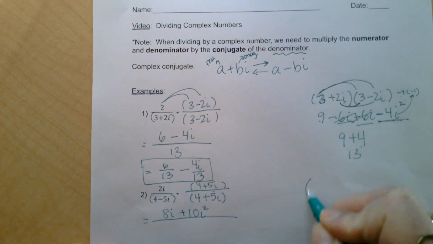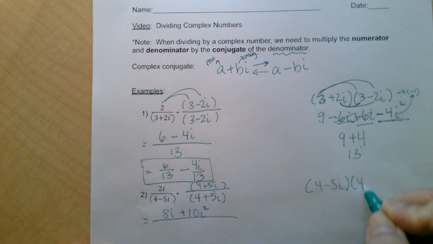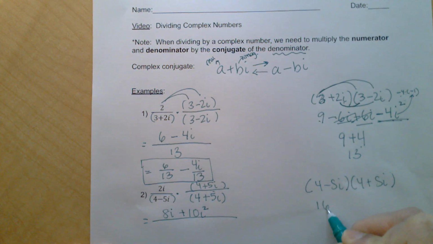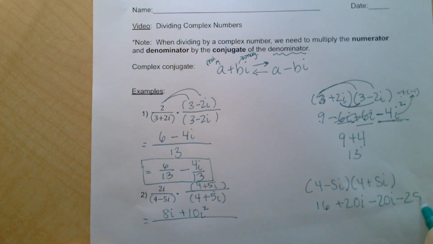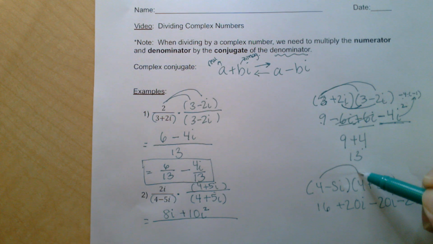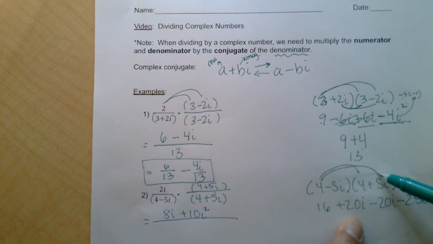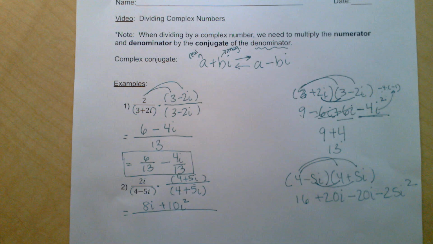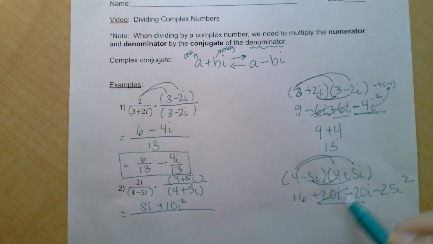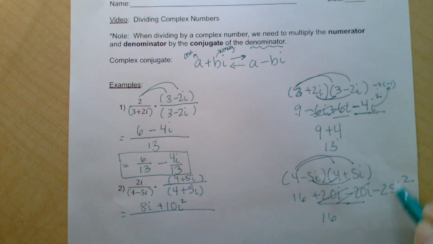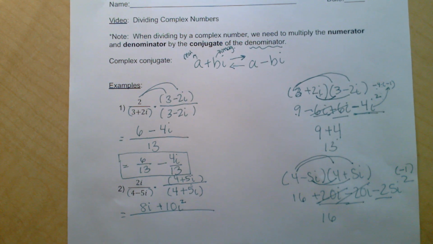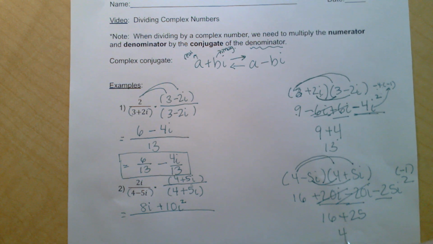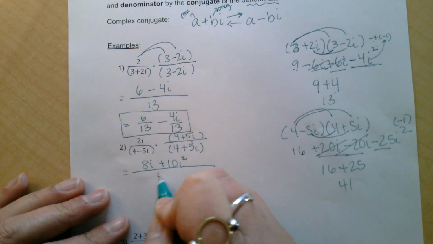Now I'm going to multiply the denominator. 4 minus 5i, 4 plus 5i. I'm going to get 16 plus 20i minus 20i minus 25i squared. It was just 4 times 4, 4 times positive 5i, negative 5i times 4, and negative 5i times a positive 5i gives us negative 25i squared. These should both be the same but opposite signs. They cross out. I'm left with 16. This is a negative 25 times negative 1, which is going to give me a positive 25, and that comes out to be 41. So we're going to put that here.